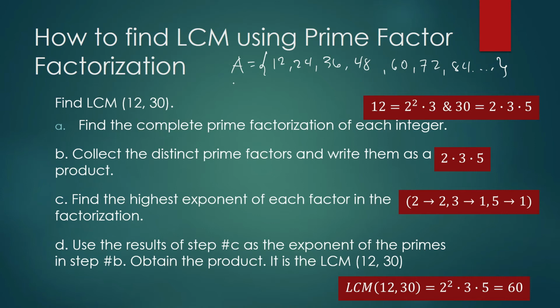And now how about 30? Let us produce the multiples of 30: 30, 60, 90, and so on and so forth. So right away you can see that the least common multiple is 60. When you are working with small integers, you can easily find the LCM by just listing the multiples of each integer and looking for the least common multiple.